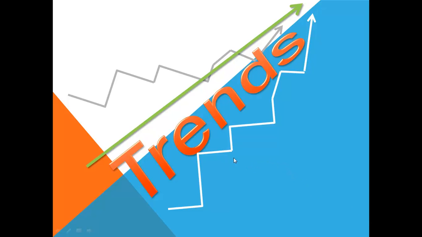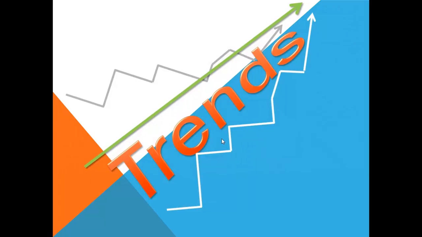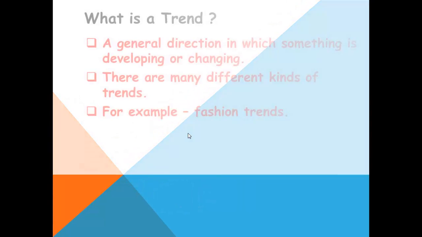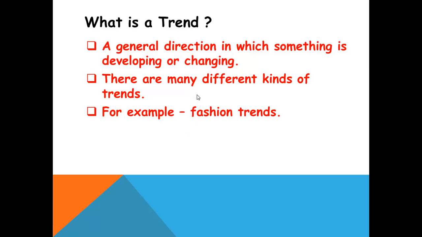It's important to be able to identify trends and describe trends, and these can be got from graphs or from tables. Generally from graphs, but we'll have a look at both methods of doing it. So the first question is, what is a trend? It's a general direction, a way something is moving, but not an exact way. A general direction in which something is developing or changing.